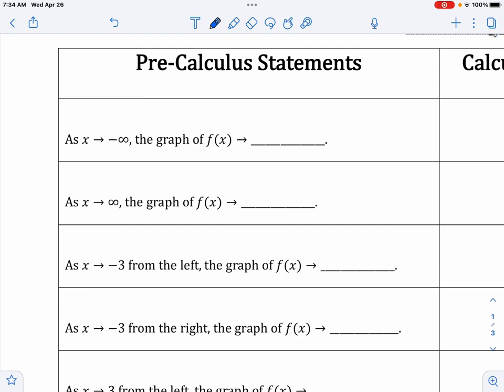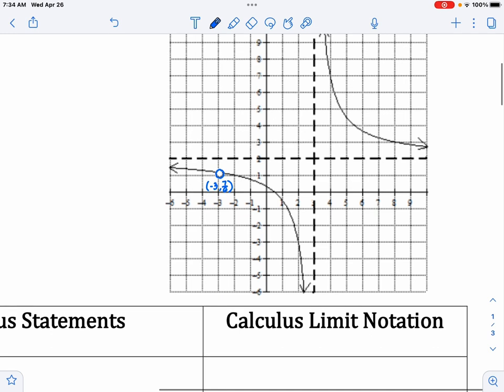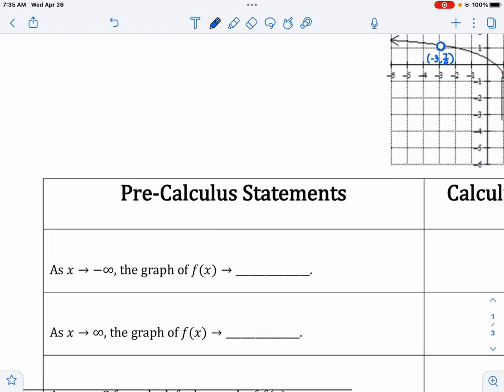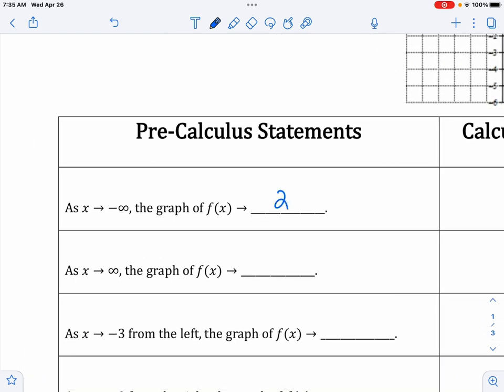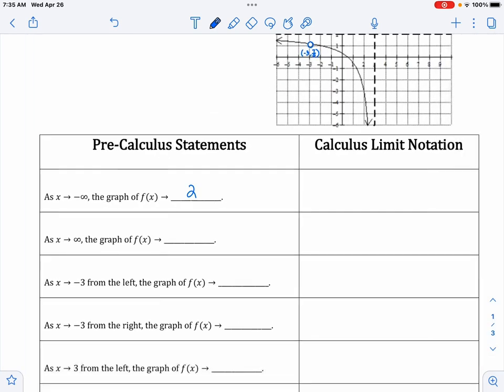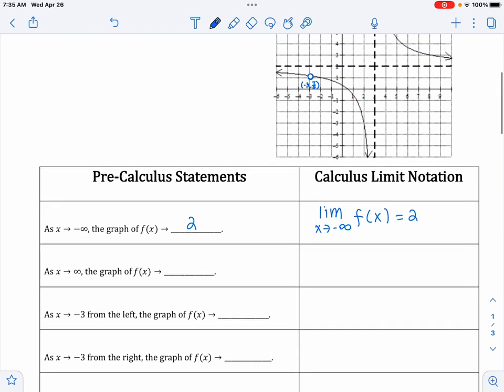So it says as x approaches -infinity, the graph of f of x approaches. If you look, we are looking at the end behavior and what's happening as our x values get smaller. There's an arrow that's leveling off and getting closer and closer to that asymptote, which is at 2. So we know that f of x approaches 2. How we write that in calculus is the limit as x approaches -infinity of the function, which is called f of x, is 2. This is not something new to us. We did this first semester. We've been writing end behavior this way the whole semester.